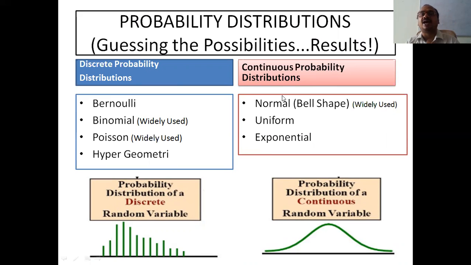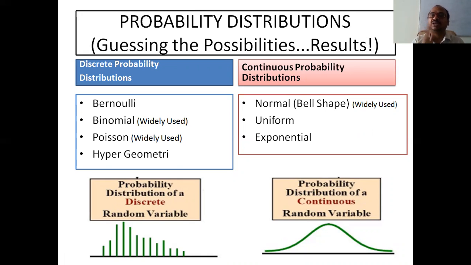And here normal, bell shape. Normal distribution is also called a bell distribution. So this is what we are focusing on today. This is also very widely used and important. Total here 4 and here 3, total 7. Among the 7, 4 are important: Bernoulli, binomial, Poisson's and normal. Normal is the most important among all.